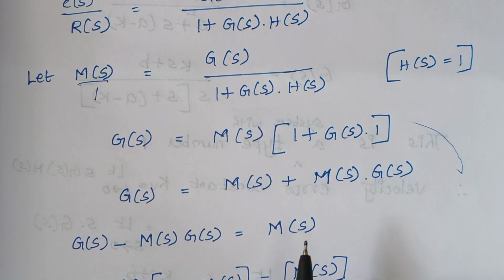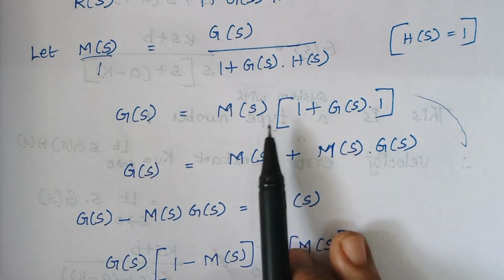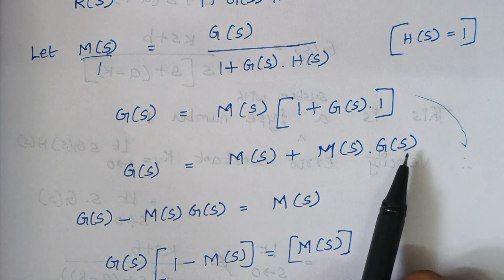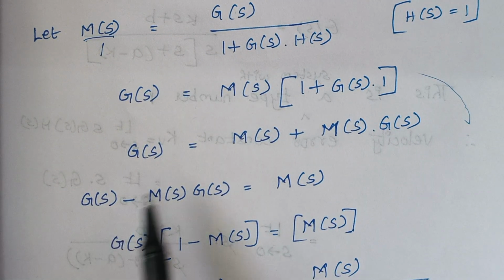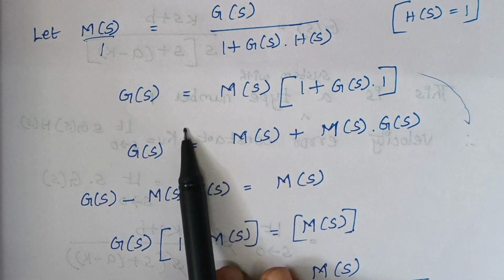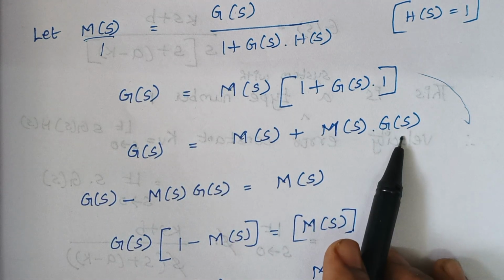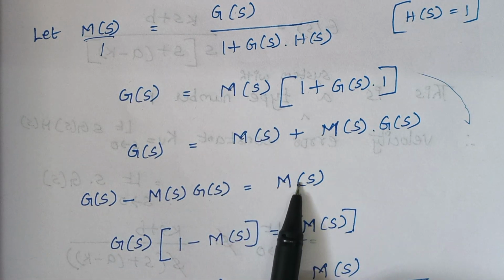The next thing is we are going to multiply. M(s) into 1 gives M(s), plus again M(s) into G(s) gives M(s) into G(s). Then I am rearranging the terms. I am moving this G(s) to the left hand side. So G(s) here plus M(s) into G(s) becomes minus M(s) into G(s), and this M(s) remains here.